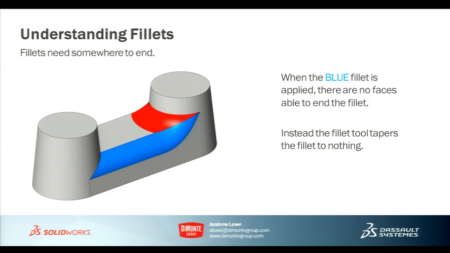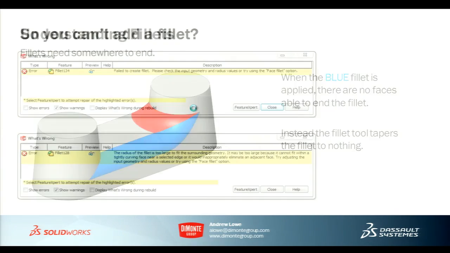And when we apply the blue fillet, there are no faces available to end the fillet. However, what the fillet tool is able to do is actually taper the size of the fillet, not the radius, but the actual size of the face. And so the radius of the fillet is constant all the way along here, but it's actually bridging a smaller and smaller section until it bridges nothing at the end where the fillet terminates.